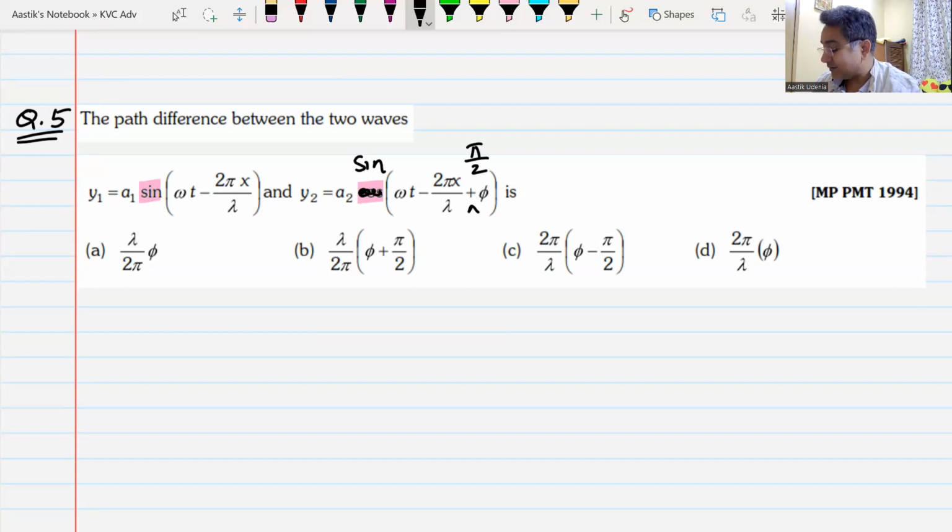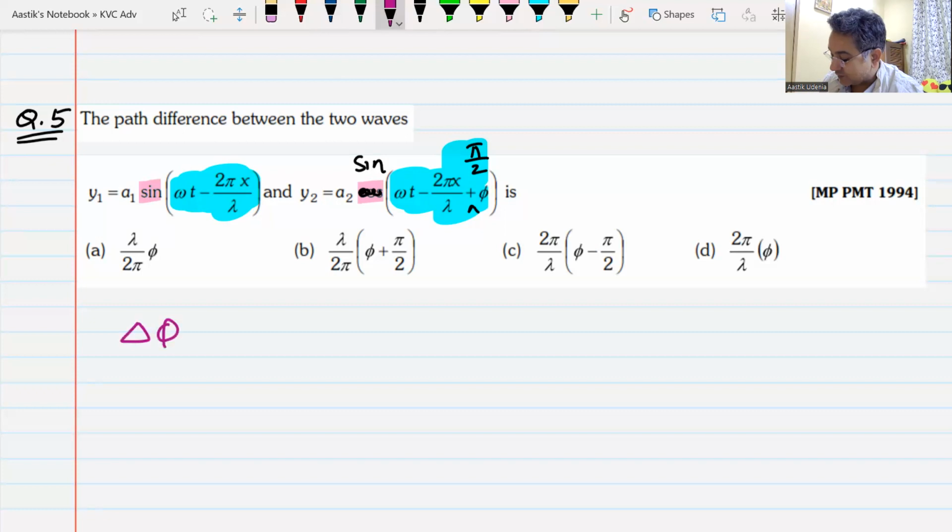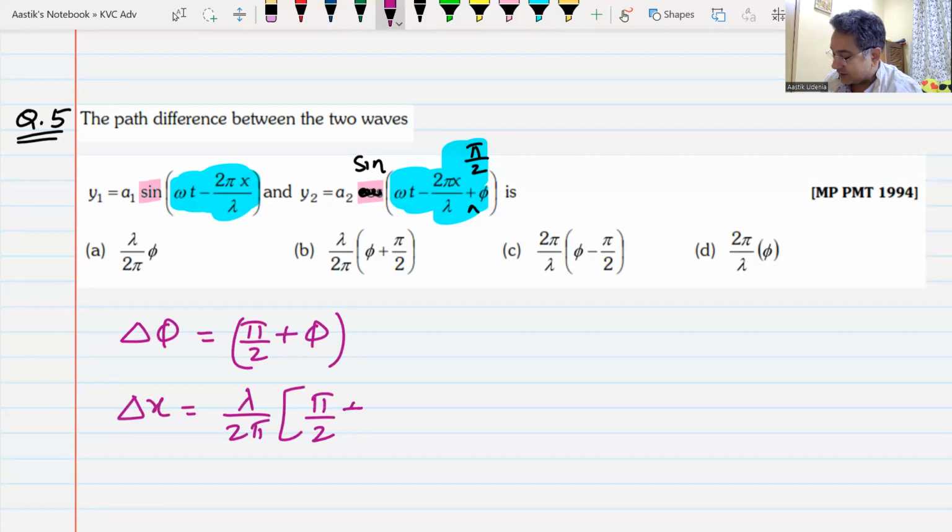Now, once we know this, don't worry, I'll come back to this question in the next class. Right now, I don't have energy left for argument. Now, everything is similar. The phase difference between the two waves is pi by 2 plus phi. You can find out the path difference. Path difference will be lambda by 2 pi into phase difference. And that is the answer, my dear friend, which is option B.